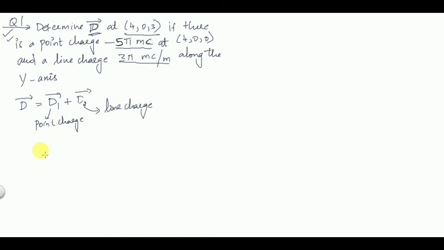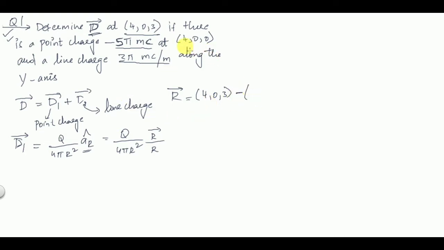So first of all, we will find D1 and D2. D1 bar is due to the point charge. The electric flux density due to a point charge is given by Q by 4 pi R square into A R cap, so Q by 4 pi R square into R bar by R, since R cap is R bar by R. So what is R bar? It is the difference between the point of interest, (4, 0, 3), and the point charge location, (4, 0, 0). If you take the difference, you get (0, 0, 3).